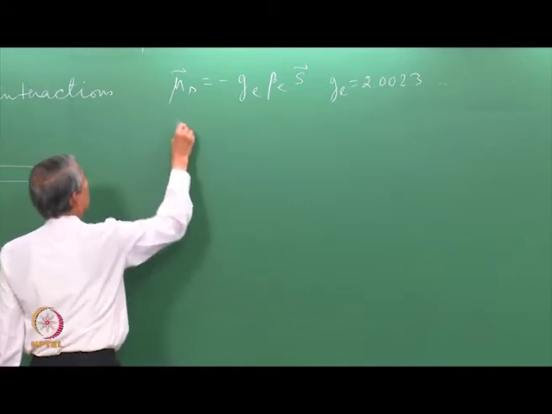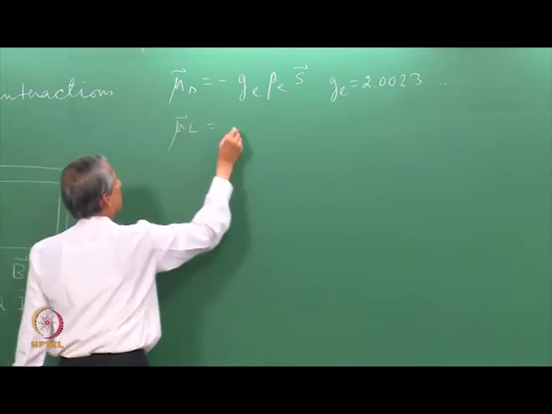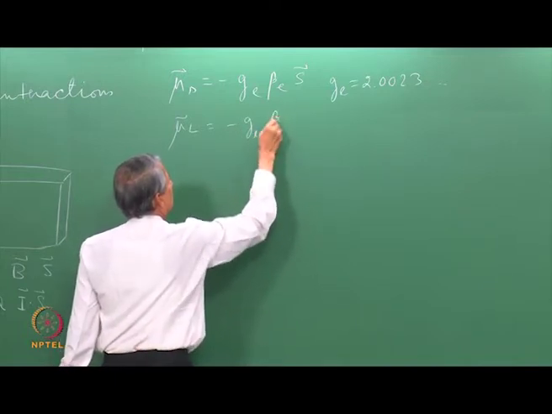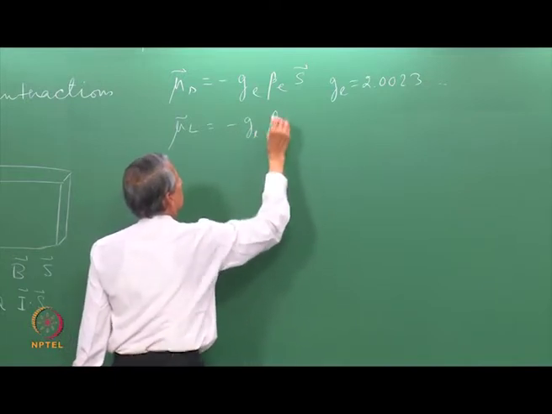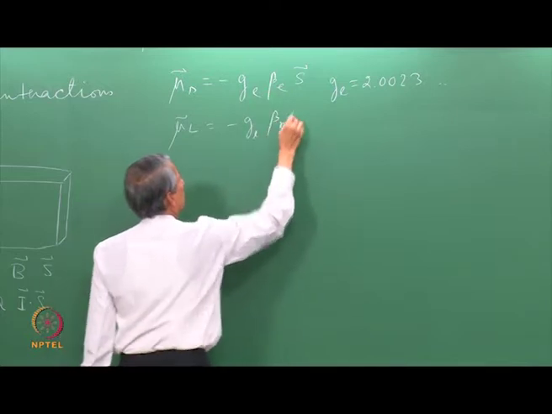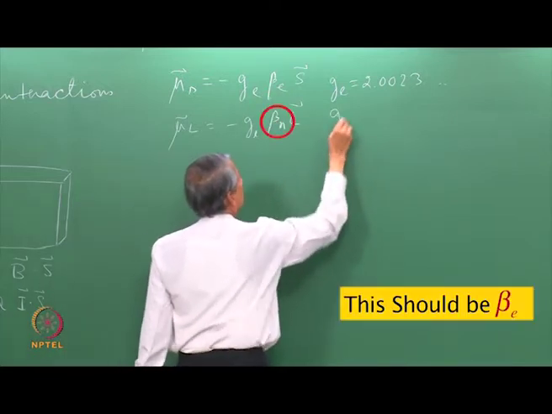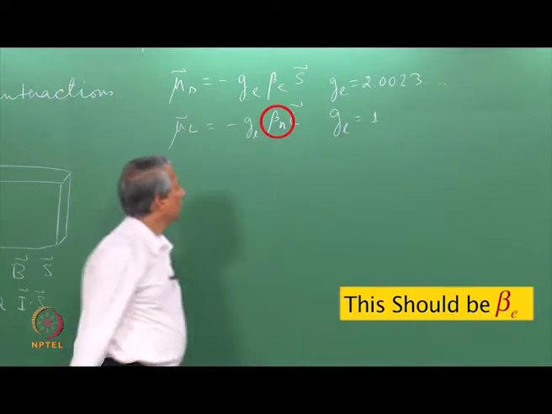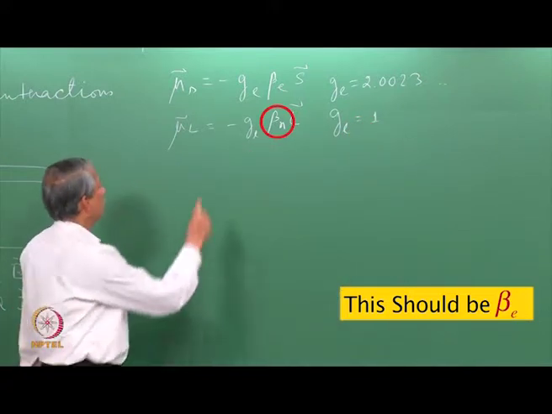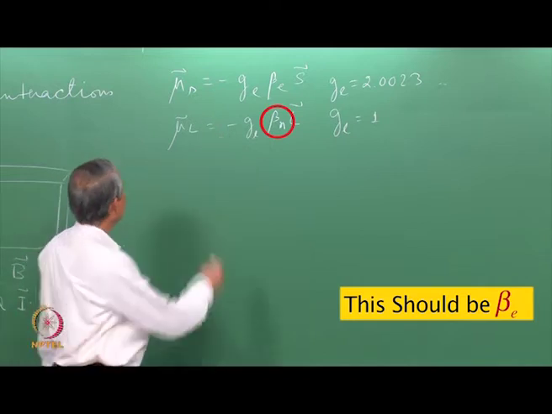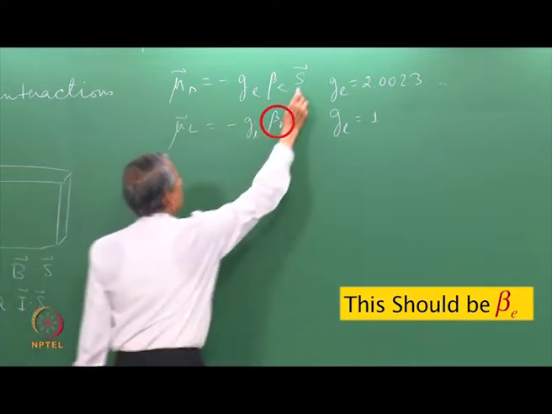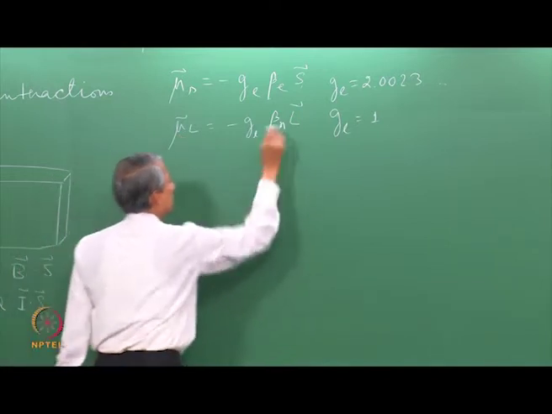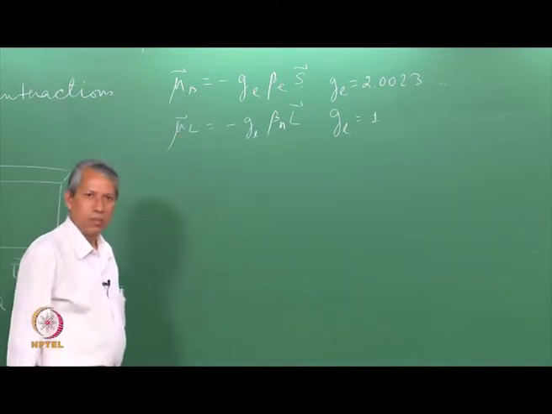And similar to orbital motion, we write it in exactly the same fashion. g_L is actually 1. So, here both equations say that this vector and this vector are parallel to each other. Similarly, this and this are also parallel to each other.